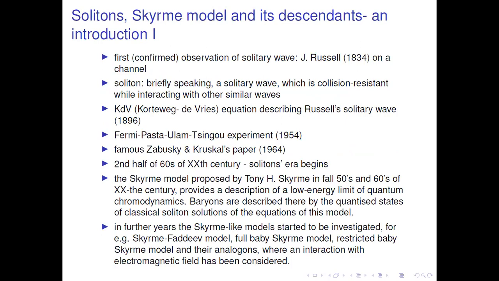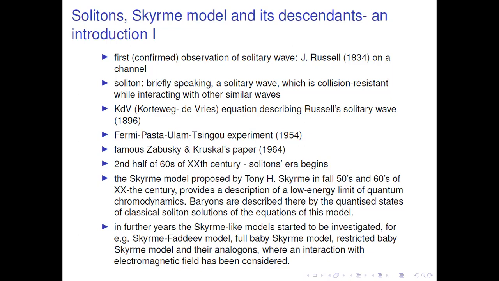Solitons have a rather long history. Next year will be a very beautiful anniversary of the first confirmed observation of a solitary wave, made by Russell on a channel in Scotland. Briefly speaking, a soliton is a special kind of solitary wave which is collision resistant while interacting with other similar waves. After the collision, the shape, the velocity and the kinetic energy are conserved. This is very unusual behavior in comparison to the behavior of usual waves.